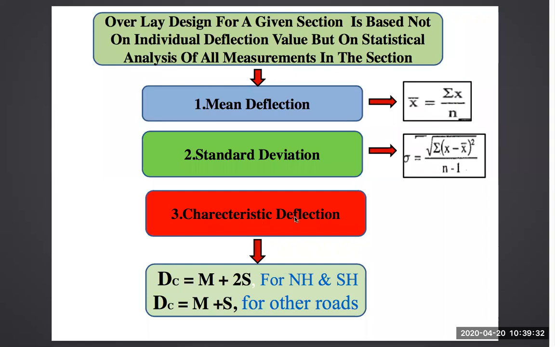Then this is the characteristic deflection based on the traffic condition on the road. Mean plus 2 times the standard deviation, you apply for national highways and state highways, because the traffic condition is more than 1500 CVPD.